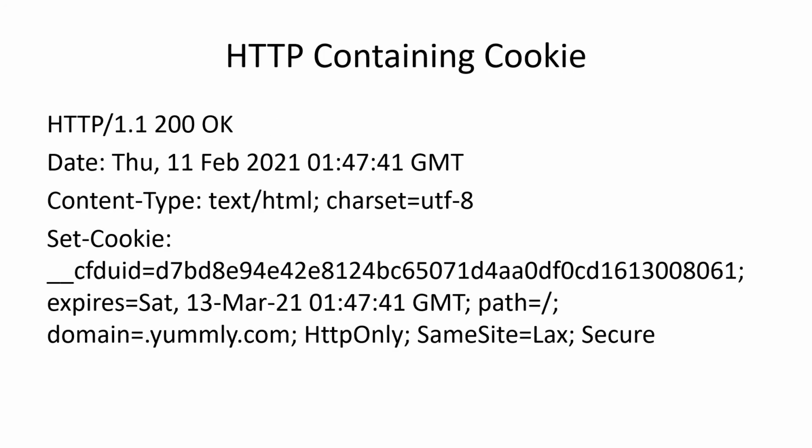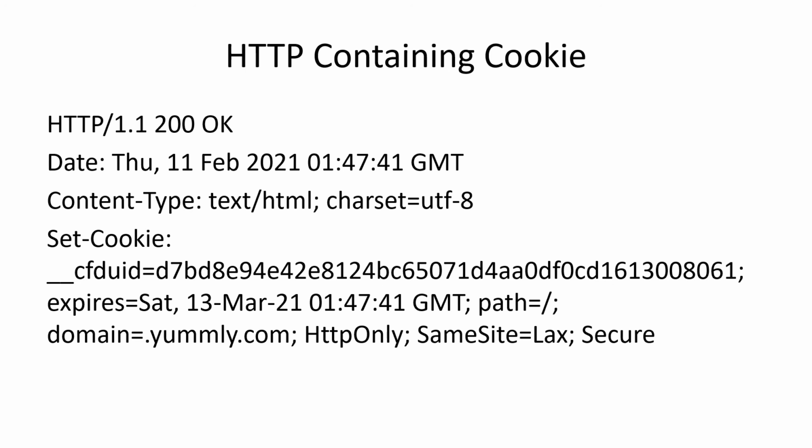Here's an example cookie. This is the HTTP headers returned from a server when I went out and did a get on a web page. As usual, the first line is the HTTP version, the 200 OK, the happy message saying the get worked correctly. And then there's a date and the content type, and then there's a set cookie. There were many other headers, but I cut them off.